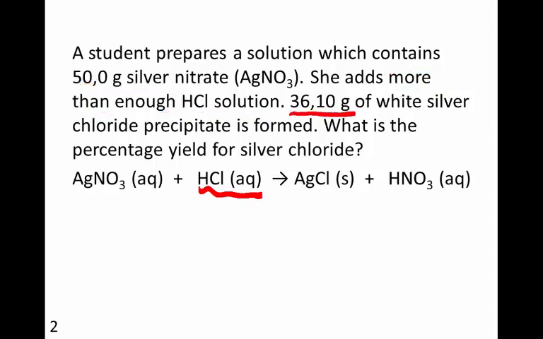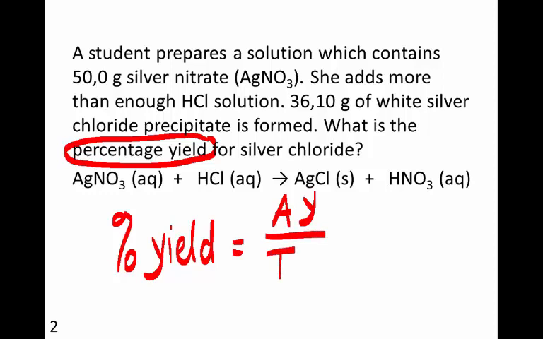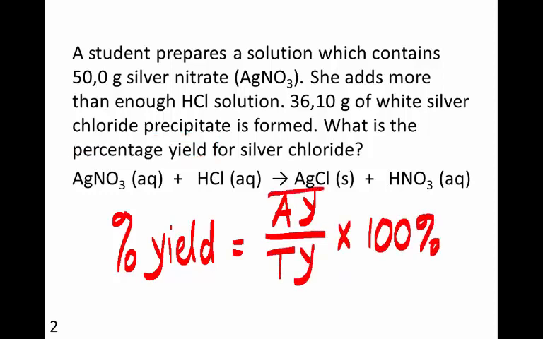36.10 grams of white silver chloride precipitate is formed. And we are asked what is the percentage yield for silver chloride. Remember that percentage yield is equal to actual yield divided by theoretical yield multiplied by 100%. Actual yield is always given to you. Now remember that yield refers to product.